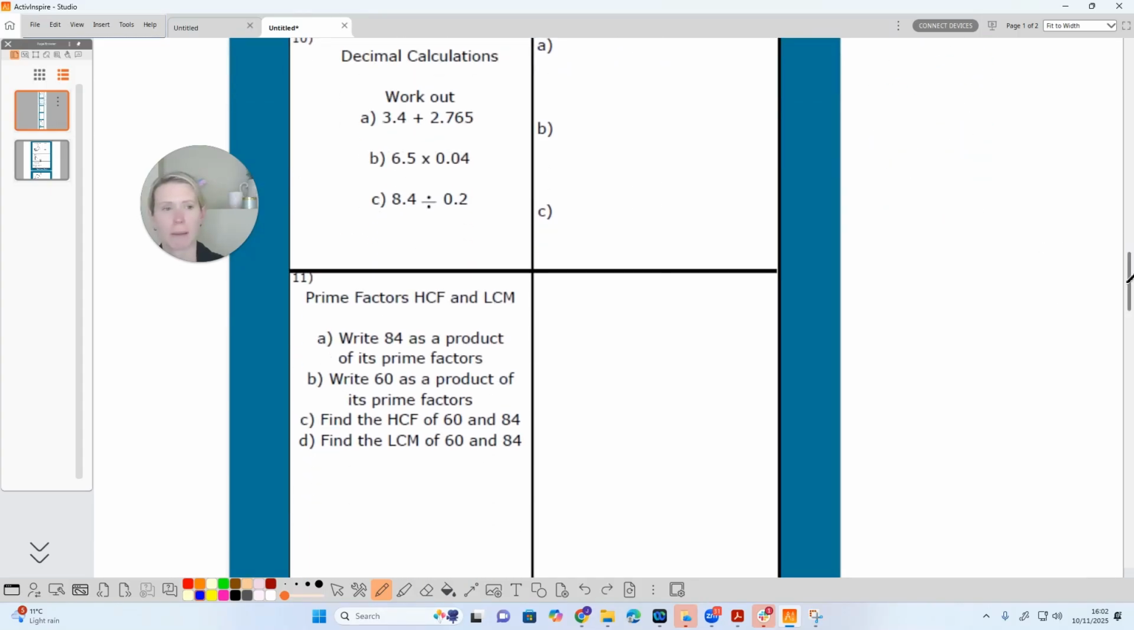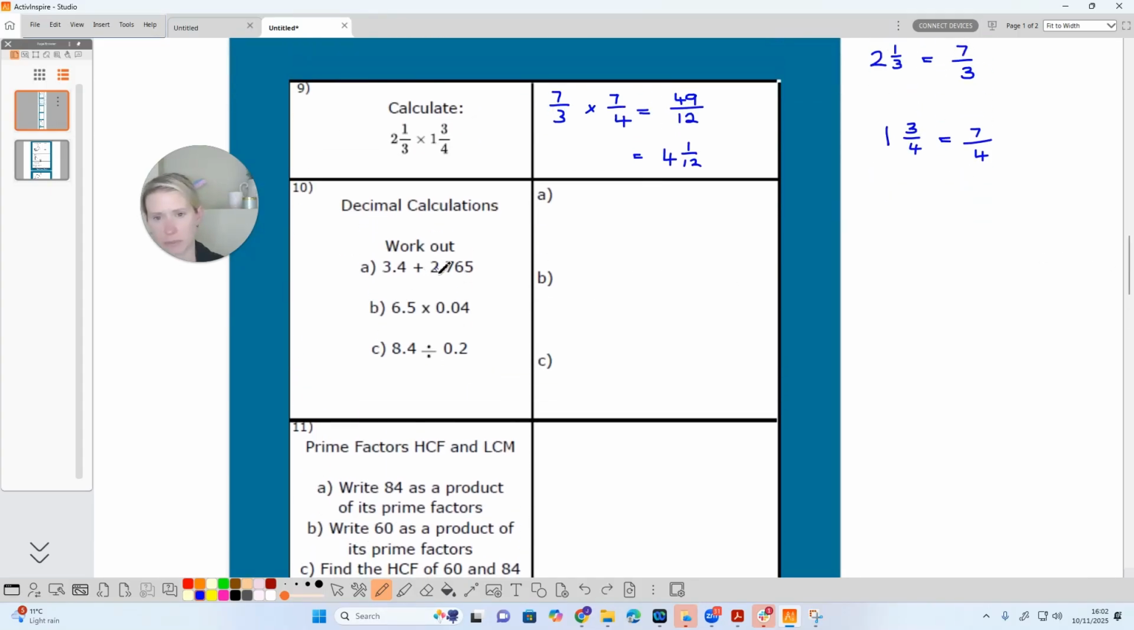Decimal calculations are all about making sure that you're lining up the decimals with each other. So 3.4 added to 2.765. Okay, fill in the gaps with zeros if you'd like to. 0 plus 5 is 5. 0 plus 6 is 6. 7 plus 4 gives me 11. 3 plus 2 plus 1 makes 6, so we end up with 6.175.